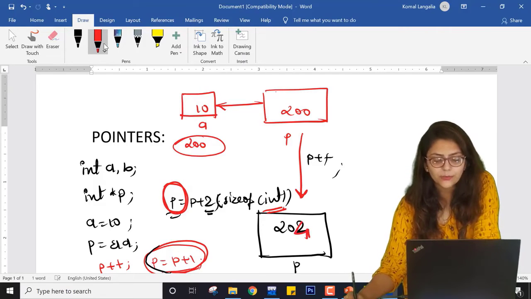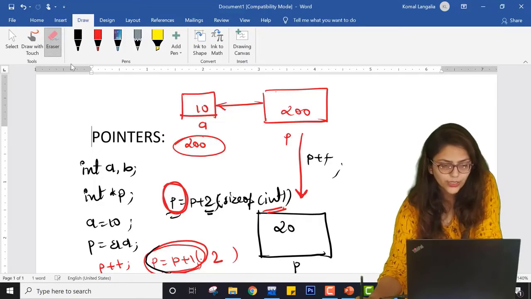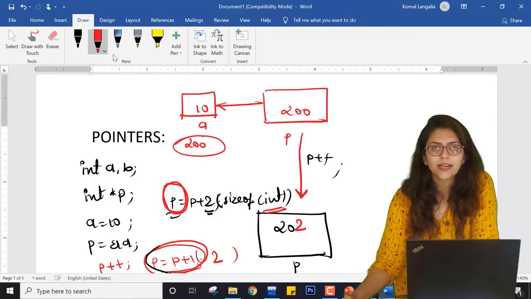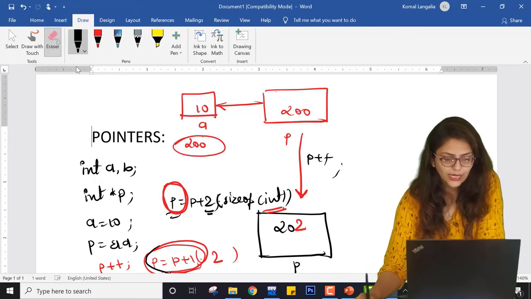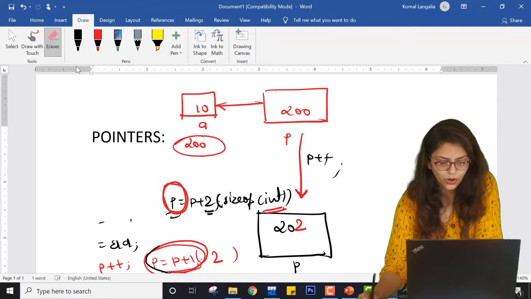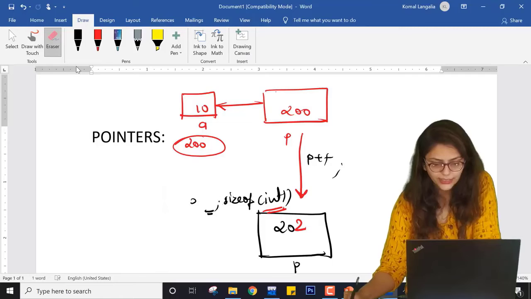Here I have done p plus 1, and the size of integer is 2, so it was doing 202 over here, right? So I hope you understand this difference. Now let me check if you have understood this or not. So what will be the answer? Just pause the video and tell me the answer for whatever I am writing right now.